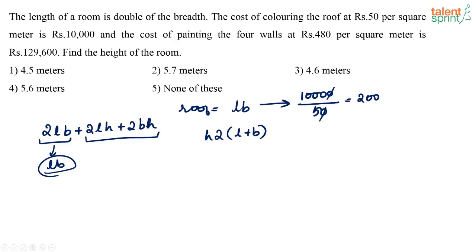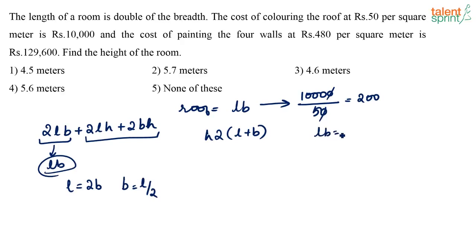And also they have already given here that the length of the room is double its breadth. So the length of the room is double its breadth, means the length is equal to 2 times the breadth, or I can say the breadth is equal to the length by 2. Now apply this here in this question.